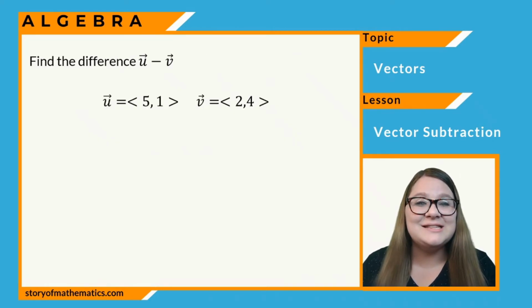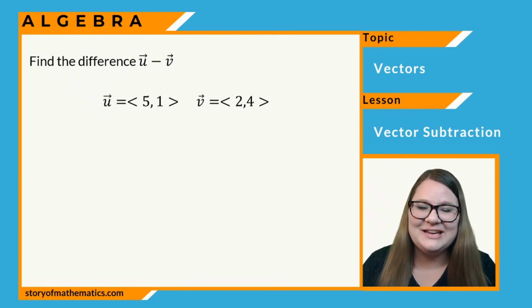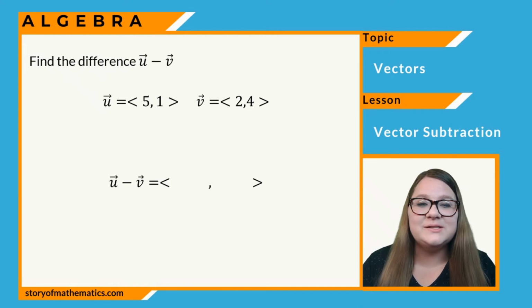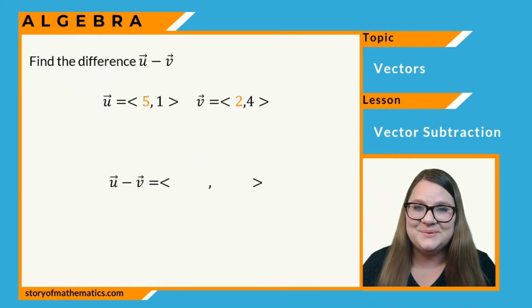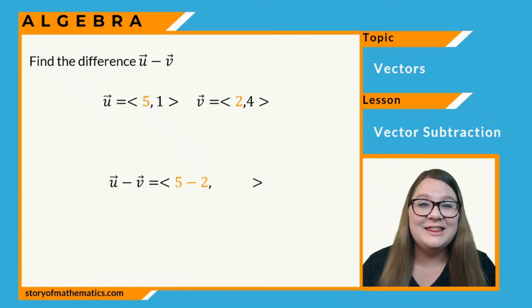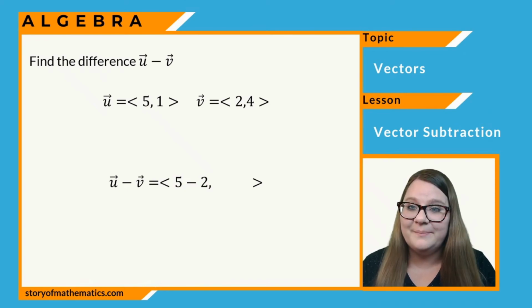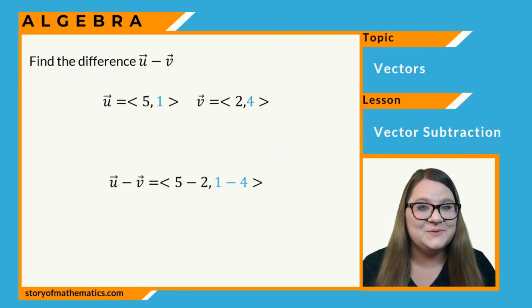Let's take a look at that same problem we did a minute ago graphically and see if we can do it algebraically as well. So for u minus v, I'm going to start by highlighting the horizontal components, which are 5 and 2. And I'm going to subtract those, 5 minus 2. Then I'm going to find my vertical components, which were 1 and 4. And I'll subtract those as well, 1 minus 4.